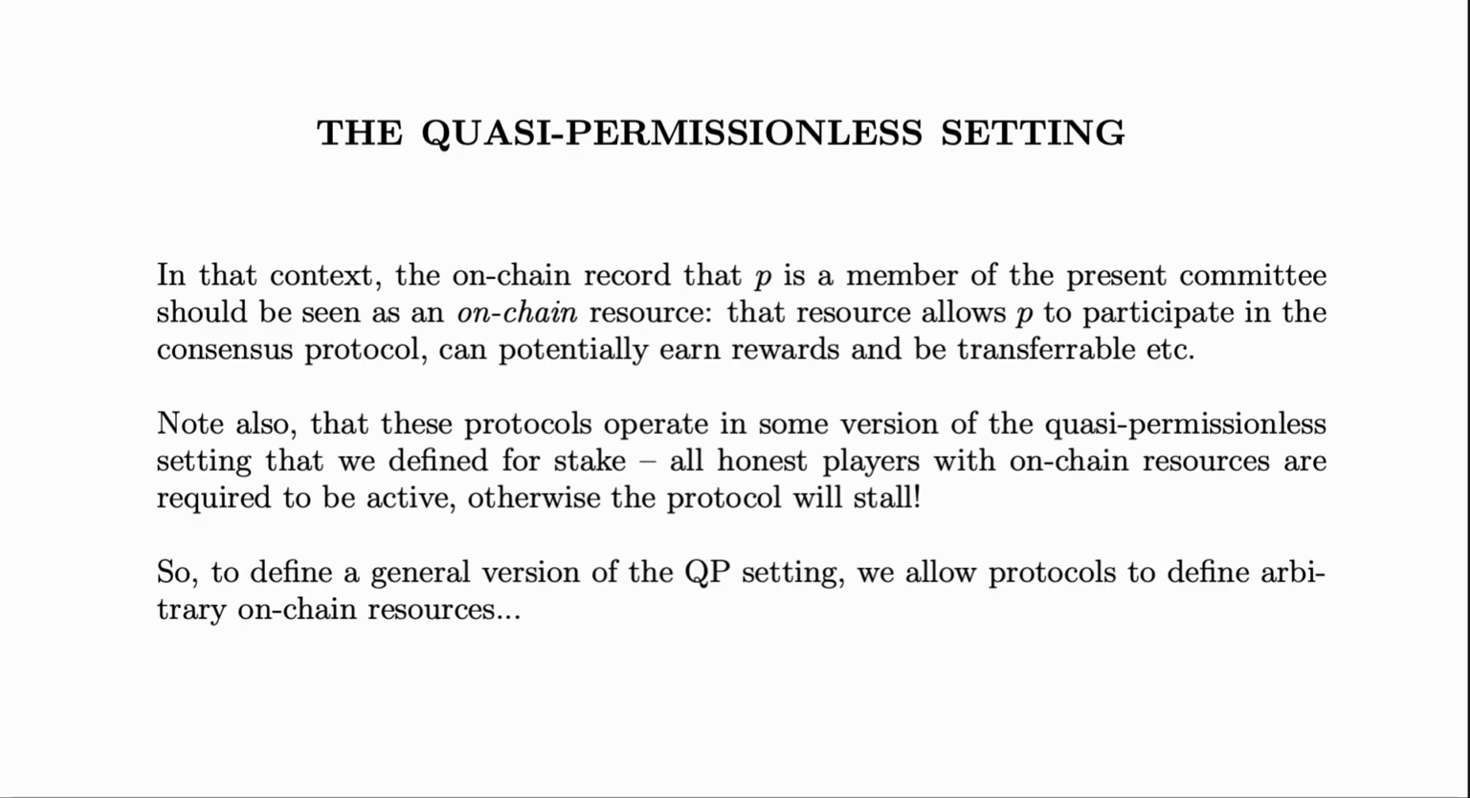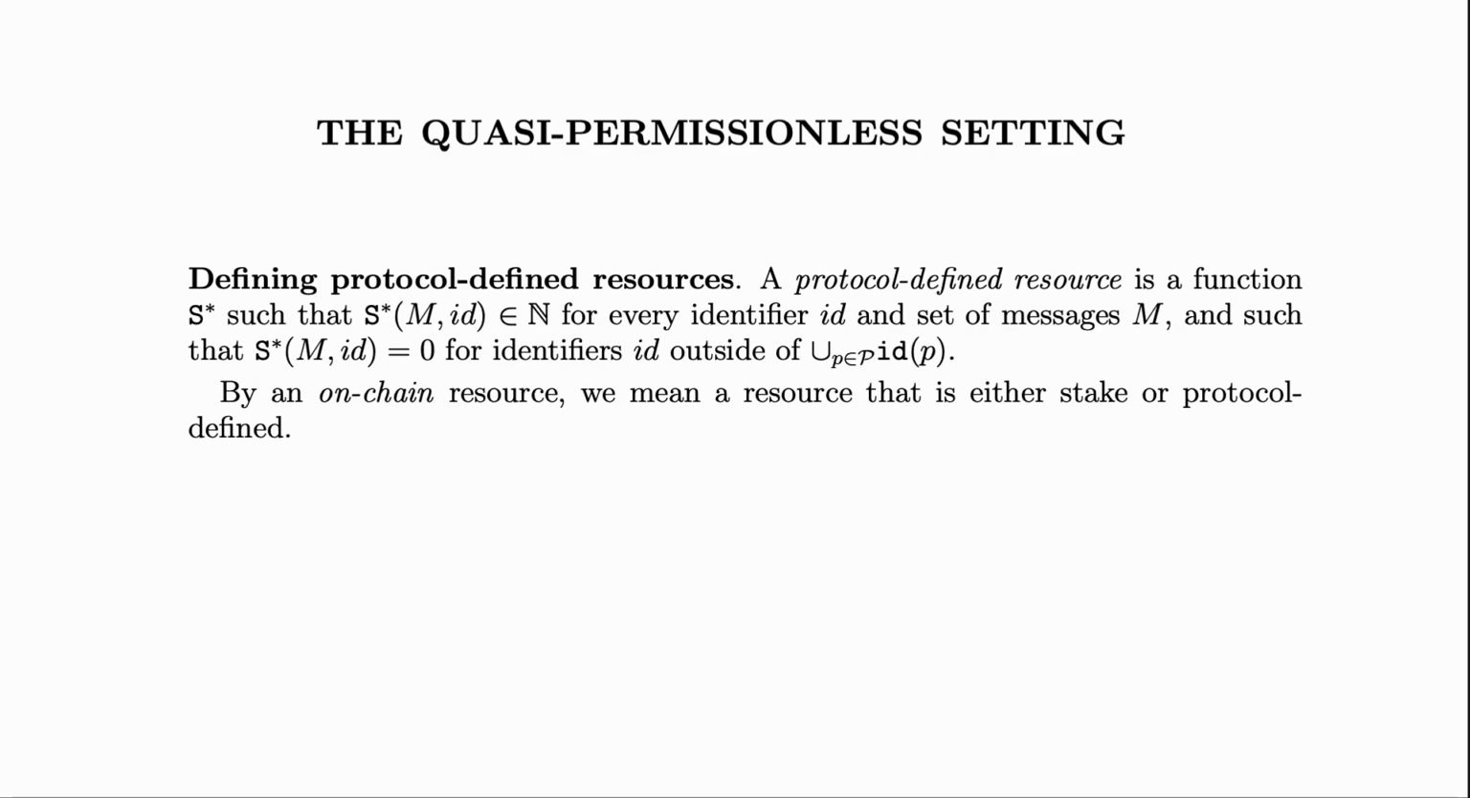Okay. So we want to define a more general version of the quasi-permissionless setting that allows us to talk about more forms of on-chain resource other than stake. So let's go ahead and do that. First of all, let's generalize the definition of an on-chain resource. We'll do that by talking about protocol-defined resources.